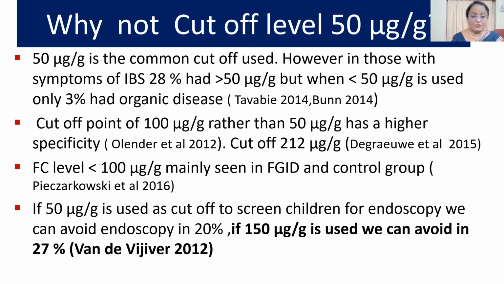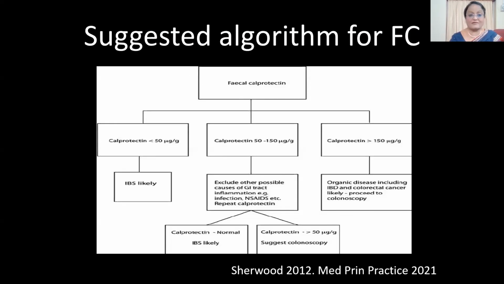This is a very good statement made by Van de Wever, who called fecal calprotectin the clinical eye. If 50 microgram per gram is used as the cutoff to screen children for colonoscopy, we can avoid endoscopy in 20%. But if you use 150 microgram per gram, we can avoid it in up to 27%.